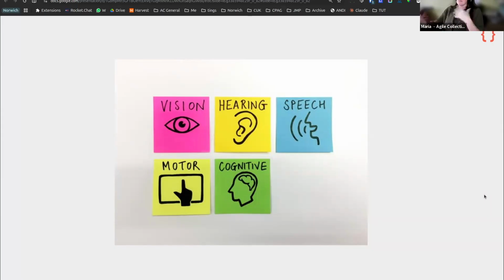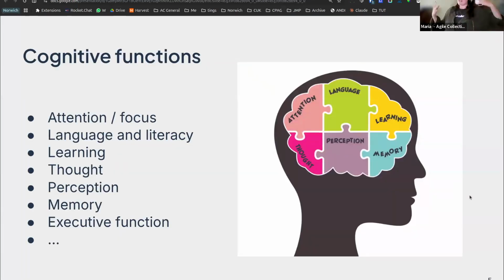The word cognitive, if you're not familiar with it, means mental actions, the process of acquiring knowledge and understanding through thought, experience, and the senses. There are a lot of things going on in our minds all the time. It's not just one thing happening in our brain. There are a lot of cognitive functions, and I find it quite useful to pick them apart. I'm sure it's not divided exactly like this, but they include attention and focus, language and literacy, learning, thought, perception, memory, and executive function, actually being able to decide how to do things.